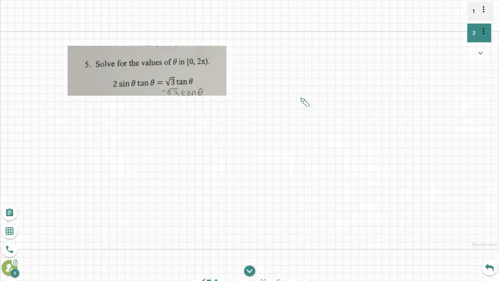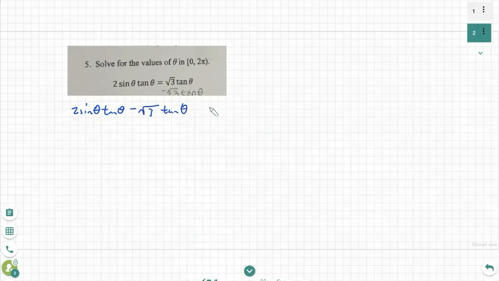So let's stick to the general steps. You know what the first step typically is? Isn't it get it all on one side? Yeah, so you always want to do that. What's the next line? So 2 sine theta times tangent theta minus square root of 3 times tangent theta equals 0.